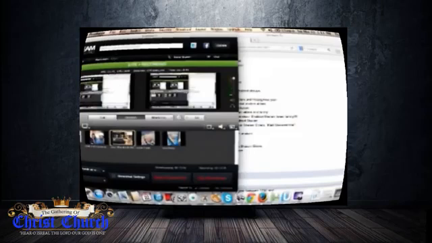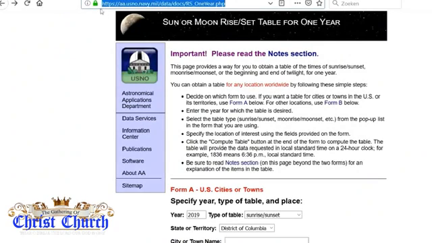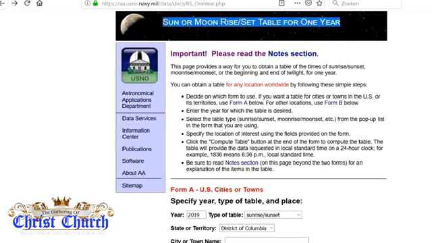Okay, that's my screen. All right. So here we are. We're at the Naval Observatory website. Now, the reason why we go to this website is because when it comes to time, it's more accurate than any other calculation you can get. Of course, sometimes it may be a minute or two off in certain instances, but it's still closer than any other calculation you could have.